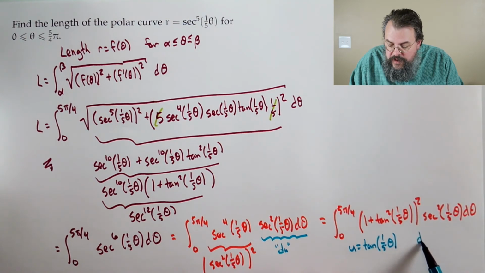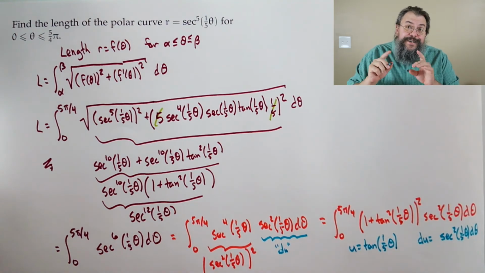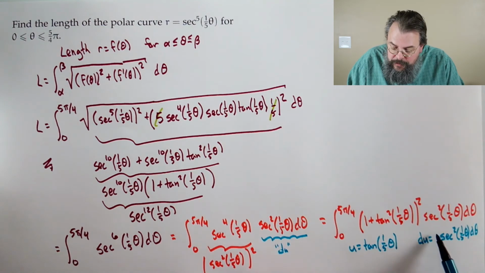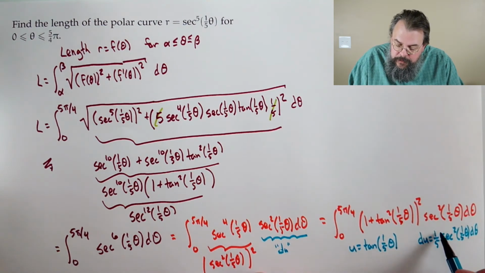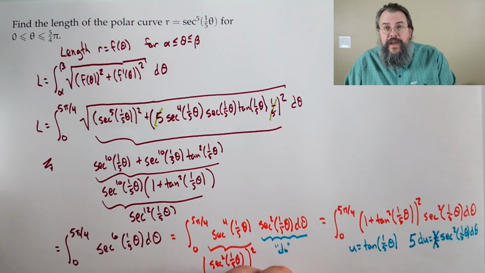So the derivative will be what? Well, derivative of tangent, secant squared 1/5 theta d theta. Great, except chain rule says multiply by a 1/5. Well, we'll fix that. What we'll do is move the 1/5 across. So we'll say 5 du is secant squared of 1/5 theta d theta.